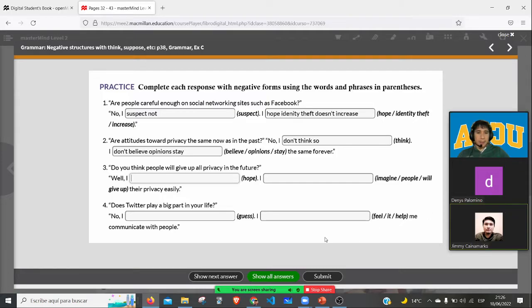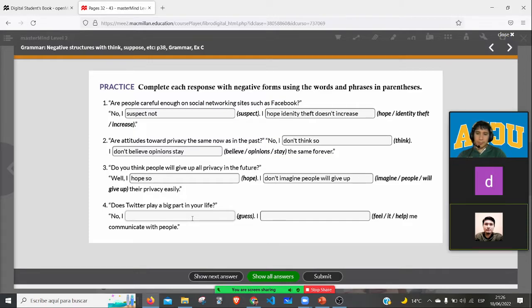Number 3. Denise, you? Well, I hope so. Imagine. I can imagine people... I can't. When you have imagine, the negative is at the beginning or at the end? I don't imagine people will give up their privacy easily.